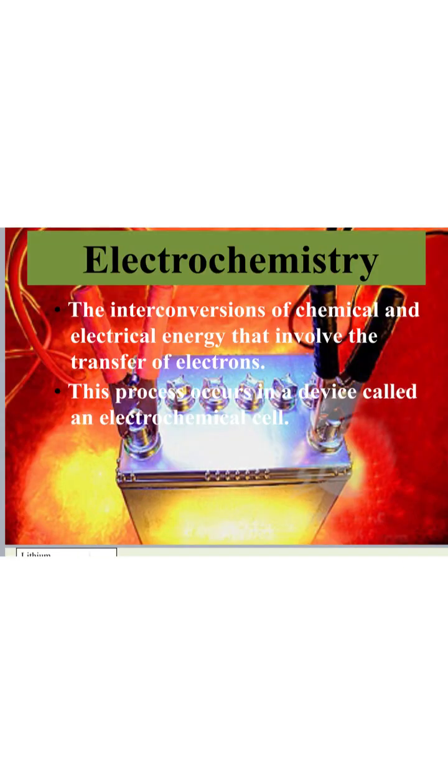All right, so now that we have figured out how to determine whether something is oxidized or reduced, we're going to get into something called electrochemistry. Electrochemistry is the conversion of chemical energy into electrical energy, and it involves the transfer of electrons. So this usually occurs in a device called an electrochemical cell or a battery.